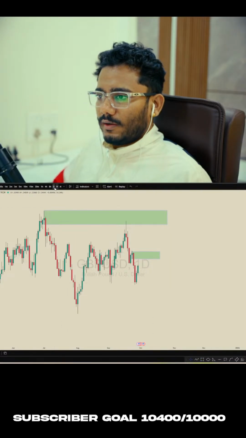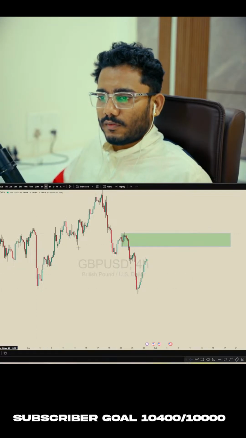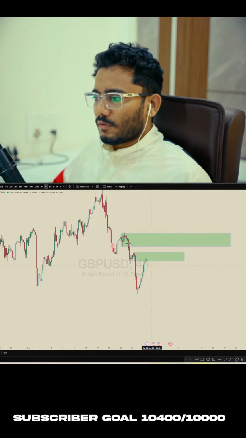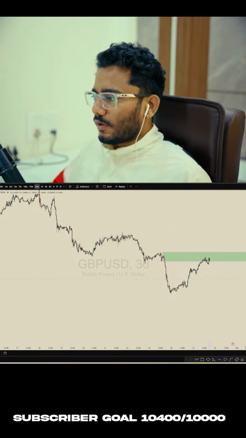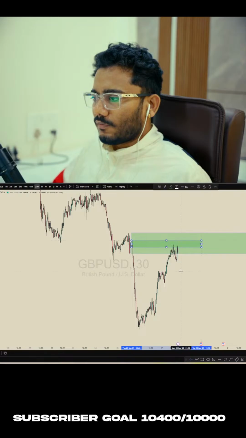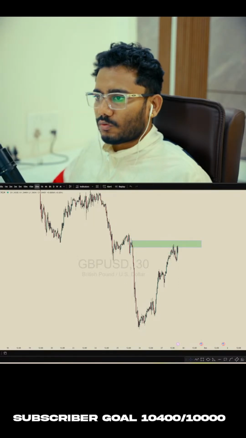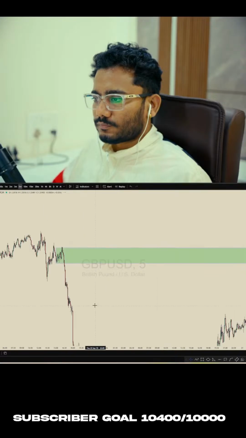order block on daily time frame, but on 4 hour there is this area. So right for now we'll skip this. Right now it's reacting from this area only. Let's go to 15-minute time frame.